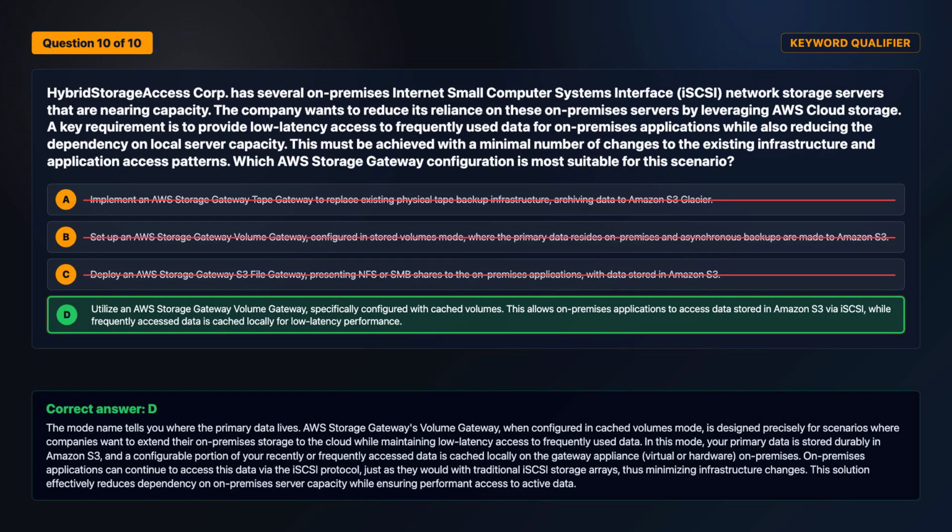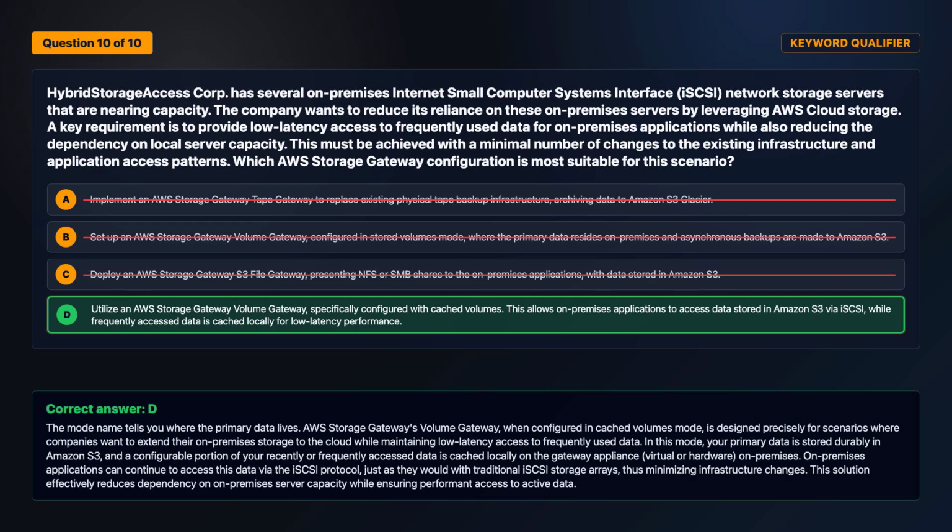The correct answer is option D. The mode name tells you where the primary data lives. AWS Storage Gateway's Volume Gateway, when configured in cached volumes mode, is designed precisely for scenarios where companies want to extend their on-premises storage to the cloud while maintaining low latency access to frequently used data. In this mode, your primary data is stored durably in Amazon S3, and a configurable portion of your recently or frequently accessed data is cached locally on the gateway appliance, virtual or hardware, on-premises.